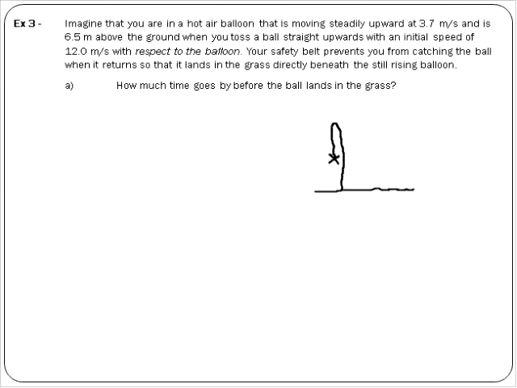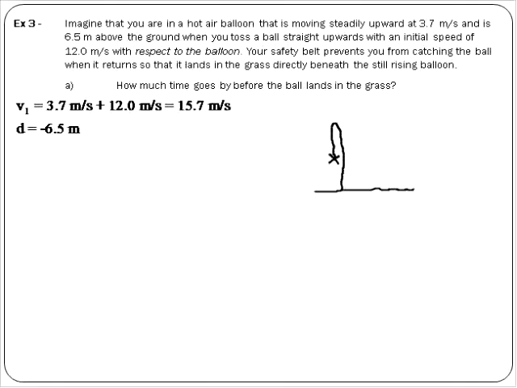Well, we write down our given information first. Our given information is the ball was thrown at 12 meters per second, but it was in a balloon that was already moving at 3.7. So we actually have to add those two speeds together to get the speed of the ball relative to the ground. So the speed of the ball is 15.7 meters per second. We know that the distance is negative 6.5.